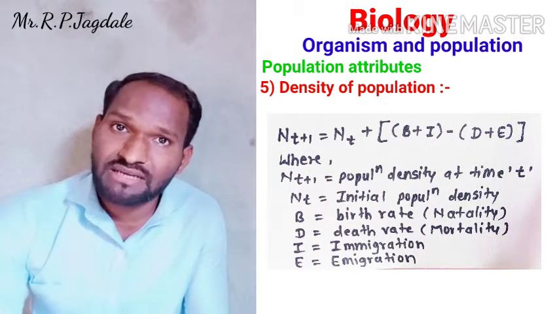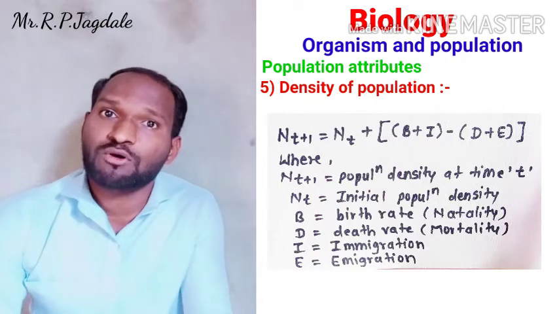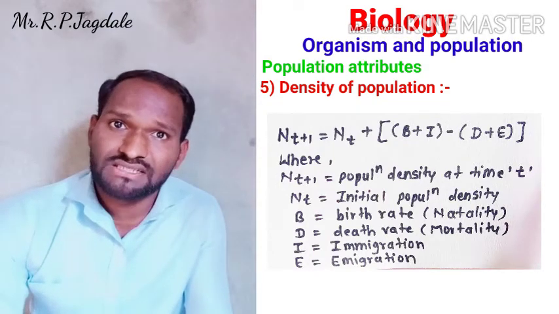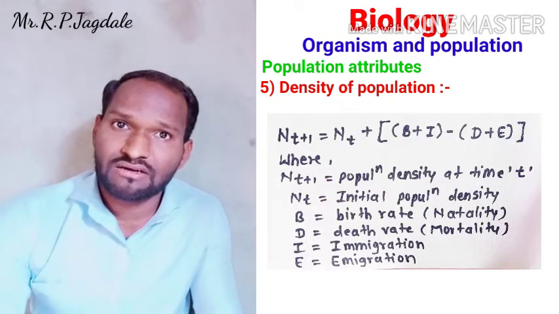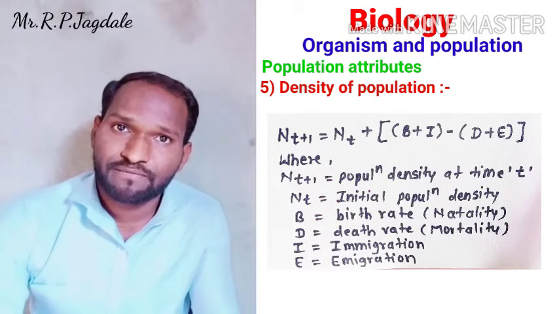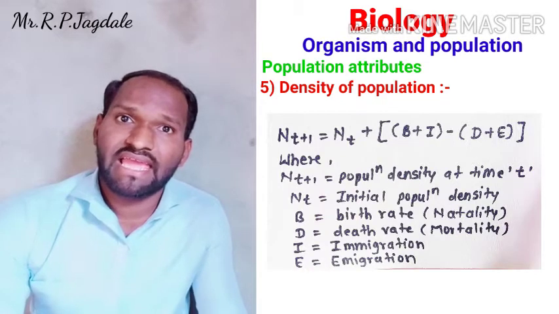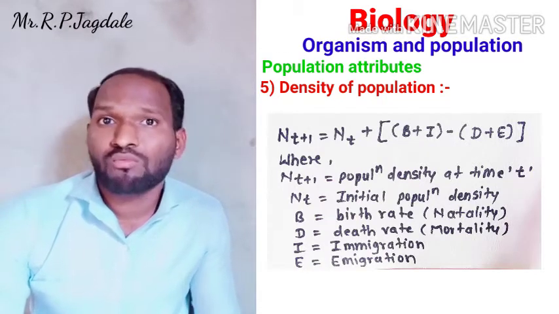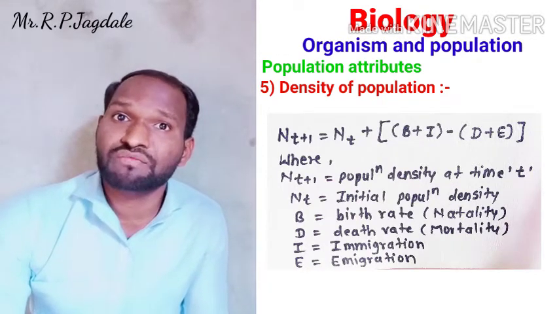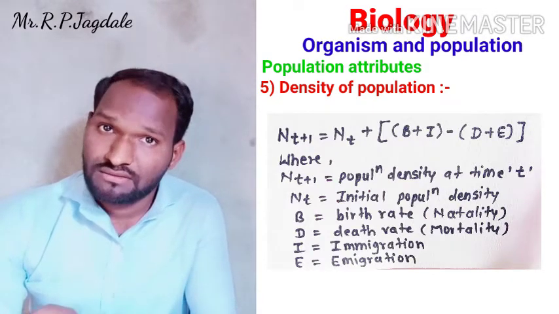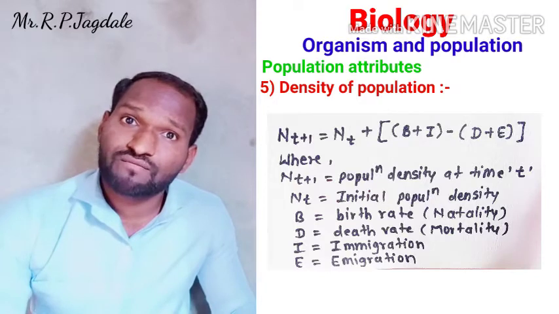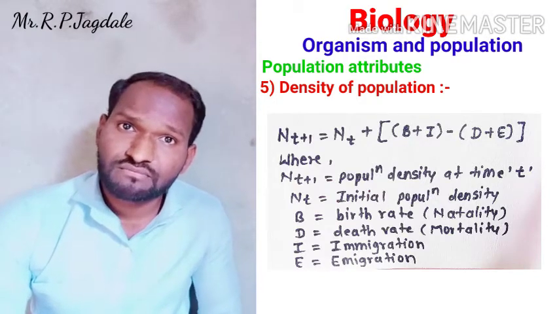One term is there, B plus I, which increases the population, minus D plus E. D is nothing but the death rate, or we can call it mortality, and E is nothing but the emigration. Now mortality and emigration will decrease the population. So what is the meaning of that formula?